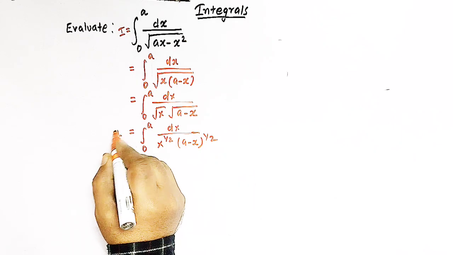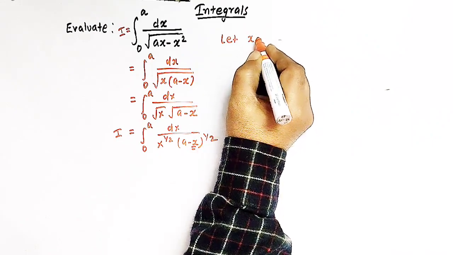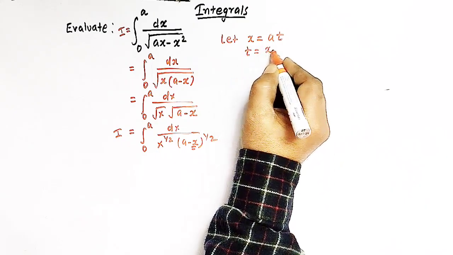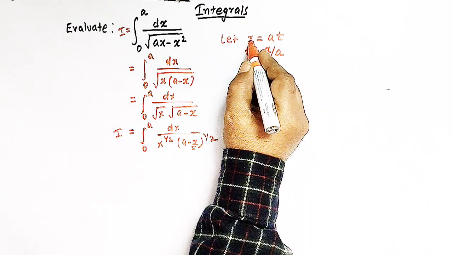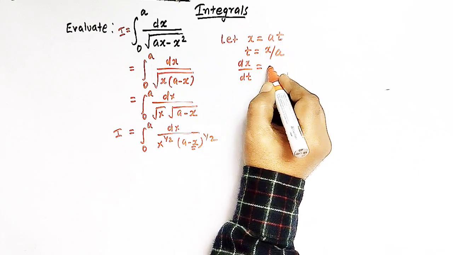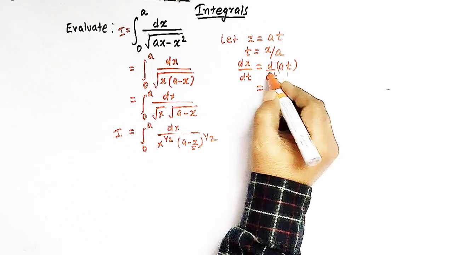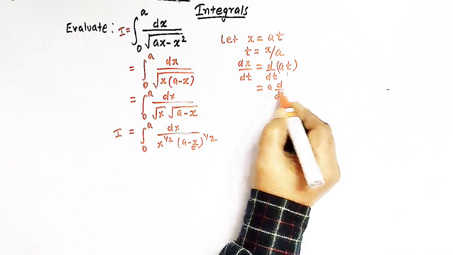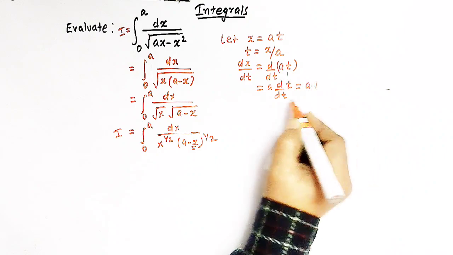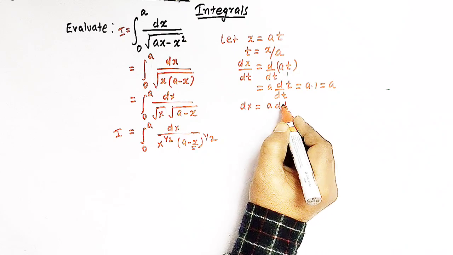Now let us make the substitution, that is x is equal to a times t, so that t is equal to x over a. So let us differentiate x with respect to t. We have dx over dt is equal to d by dt of at, and a is a constant. So we have a times the derivative of t with respect to t, that is a times 1, that is a. So we can now write dx is equal to a times dt.